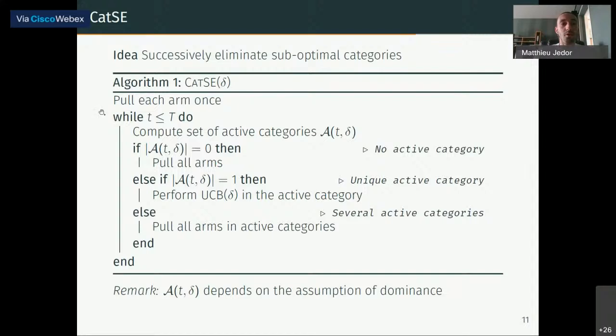So we provide the upper bounds on the cumulative regret of this algorithm for all notions of the assumption of dominance, and they all are in the full paper.